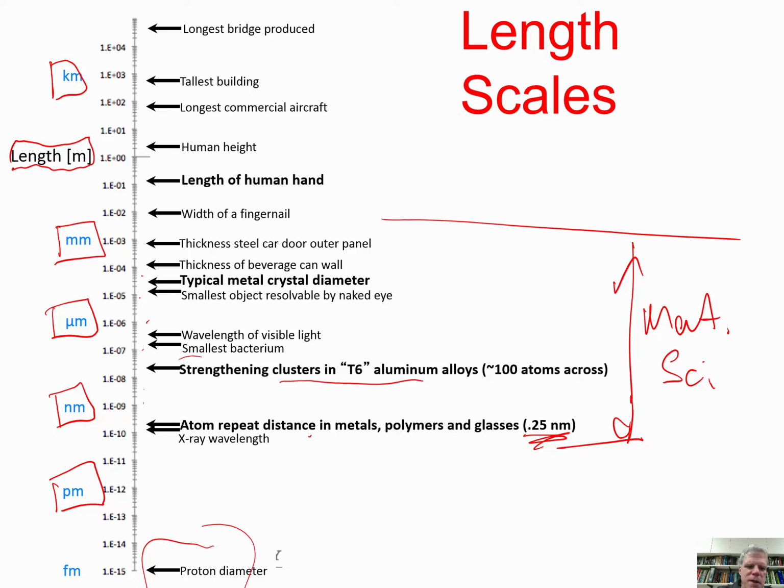Bacteria sit here at about a micron. Most of these crystals that we're talking about in materials sit here. So you can see, counting down, there's usually several thousand grains across that fit into a crystal, and then several hundred crystals might make up the width of a fingernail. It's about this kind of scale we're talking about.